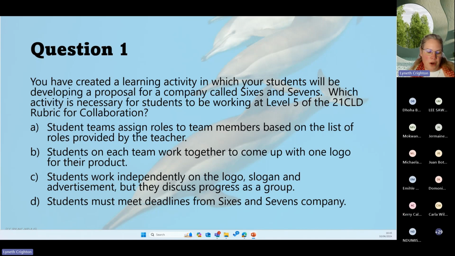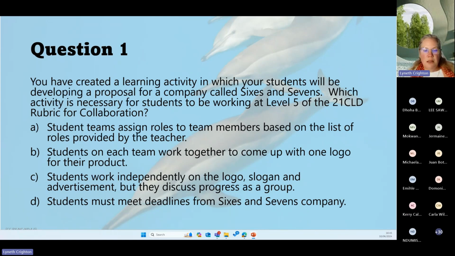And obviously we're going to infer that there's decisions made in coming to one logo. And then it says they work interdependently on the logo, the slogan, and the advertisement, but they discuss the progress as a group. So remember, they must participate for the whole team, and there are individual and group accountability, which takes it to the level 5.